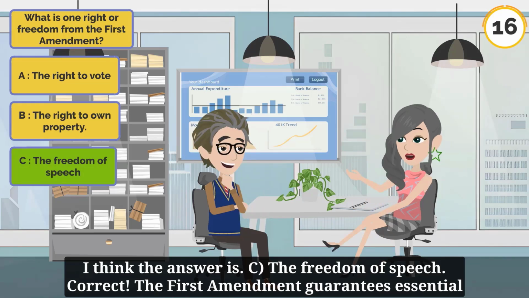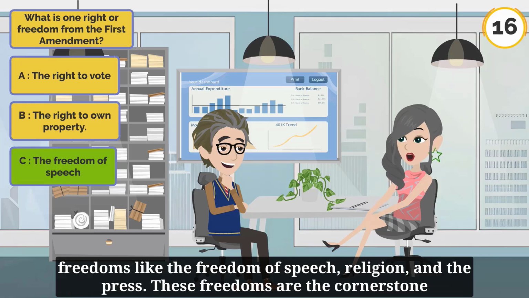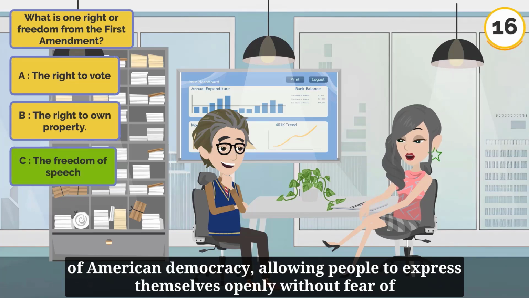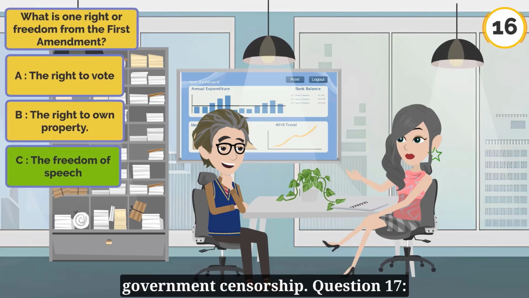The First Amendment guarantees essential freedoms like the freedom of speech, religion, and the press. These freedoms are the cornerstone of American democracy, allowing people to express themselves openly without fear of government censorship.